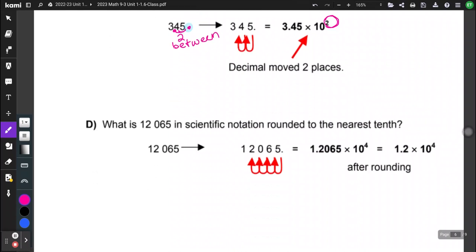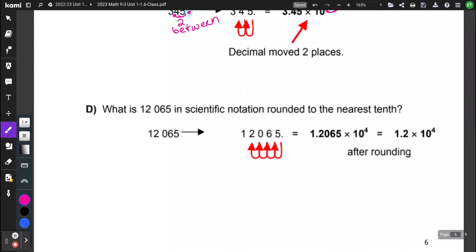Here's a bigger one. Look at D. It's really big. So you have a 5-digit number there. And again, it doesn't show us a decimal, so we have to write our hiding decimal. Once I write my hiding decimal, now I've got to find out where it should go. It should go between the 1 and the 2. Now I count how many numbers are between those 2 decimal points. I have 4 digits between there. So that means my little exponent is going to be a 4.